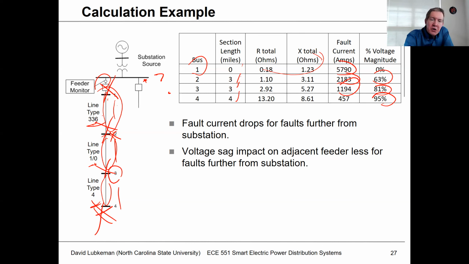So the further you get away from the substation, the less the fault current, and the less sag you'll actually have in adjacent feeders as a result. What really hurts us as a customer on an adjacent circuit are the faults that are closer to the substation, because those draw the most current and cause the most voltage sag.